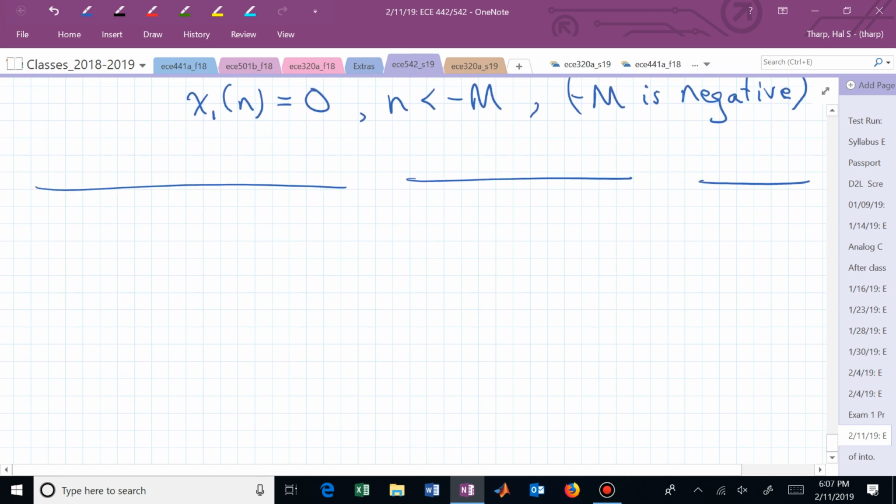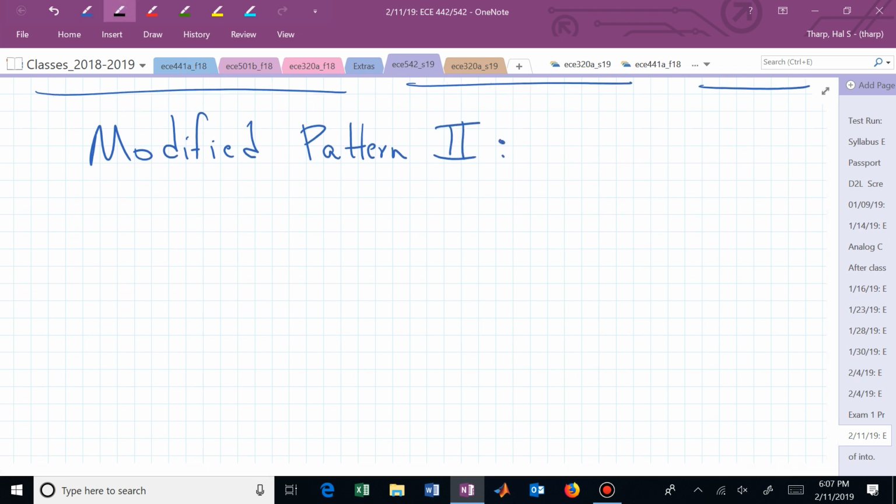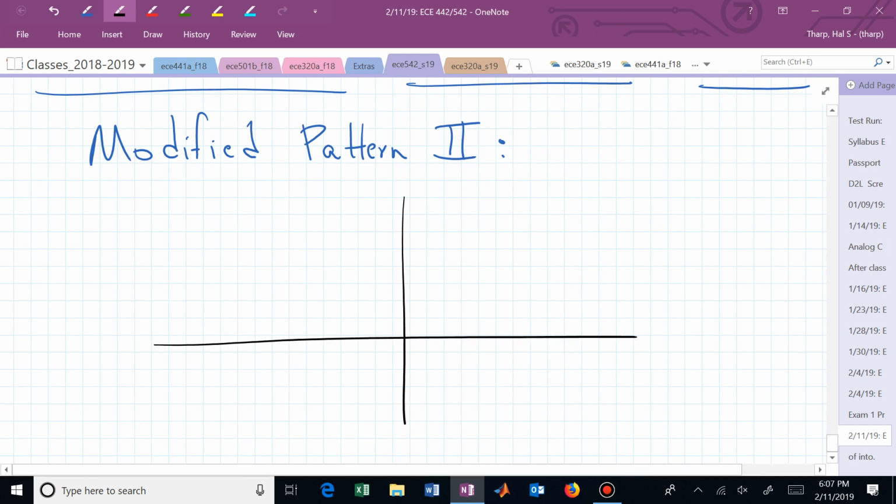That received such a warm reception, I'm going to modify another one. Let's look at modification number 2, or modified pattern 2. That's supposed to be a circle centered at the origin. And let's say that here is, whoops.